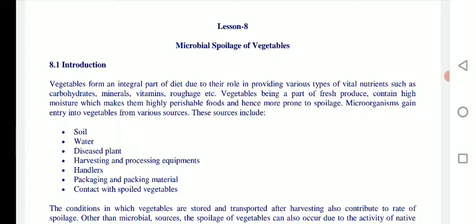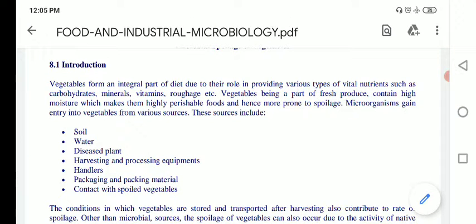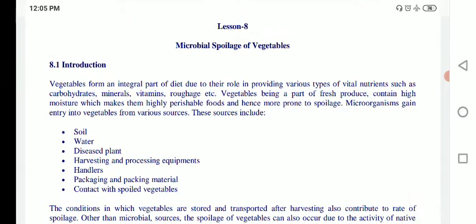In our previous lecture, we have seen microbial spoilage of fruit and fruit juices. So, in this video lecture, we're going to study microbial spoilage of vegetables. Vegetables are an important part of our routine diet, and we get lots of nutrients after consuming vegetables.